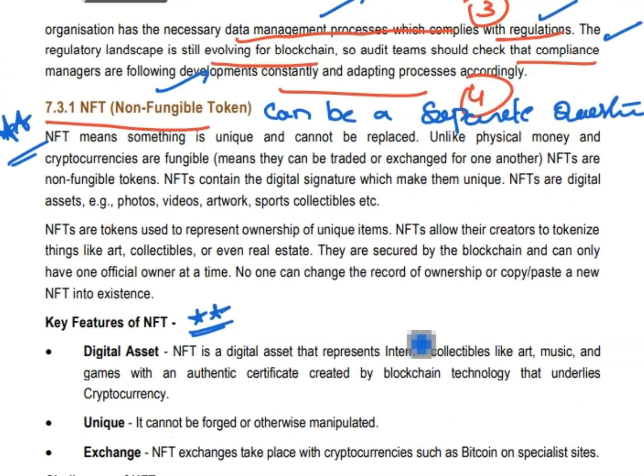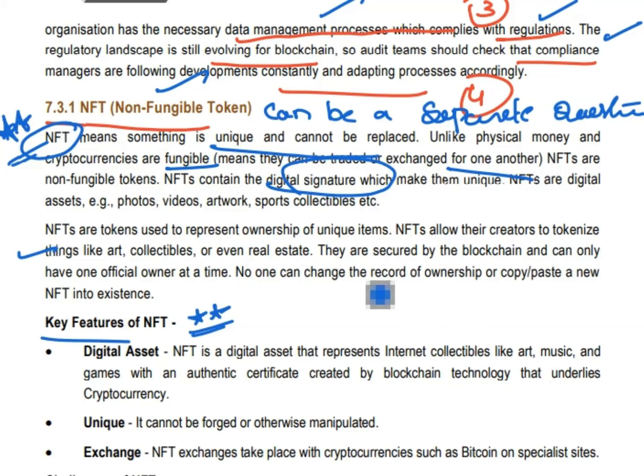Now we are going for NFT, which is non-fungible tokens. First, NFT means something which is unique and cannot be replaced. It is not like physical money. Those are fungible, that is, they can be traded or exchanged for one another. NFT, or non-fungible tokens, is unique. It is going to have a digital signature. So these points you can revise.